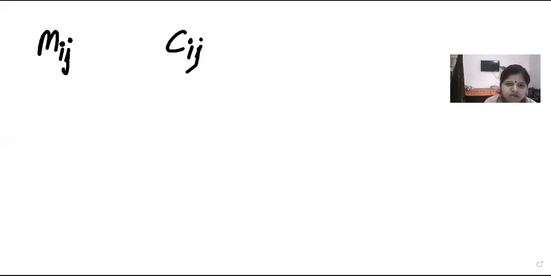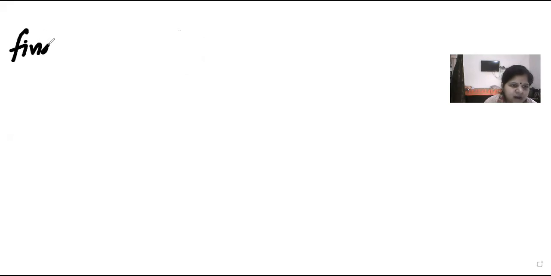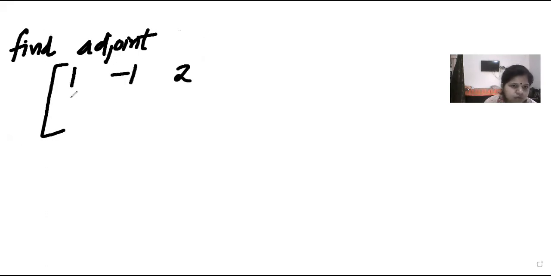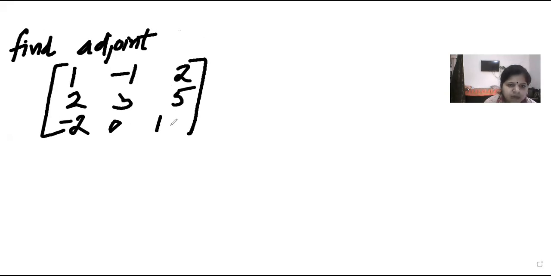So let's start from the first question. Here, find the adjoint of, I am taking a 3 cross 3 matrix here. It is 1, -1, 2, 2, 3, 5. Next is -2, 0, and 1. Okay, this is given to you, and the question is to find the adjoint.